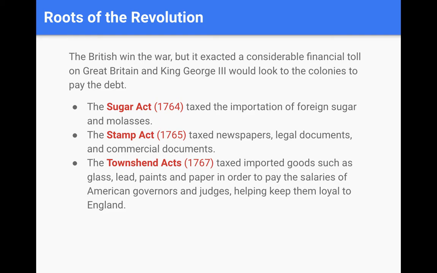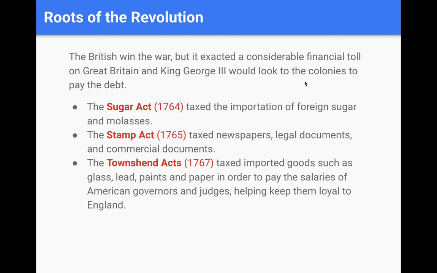Okay? That was the kind of economic belief at the time. And the British win the war, but they have all of these debts now that they have to begin to pay. So King George looks at it and says, well, the war was fought for the colonies, so why don't we have them pay for some of the debts? Okay? That's why we fought in this whole thing in the first place, so these colonies could move westward further. Why don't they take some of those tolls?